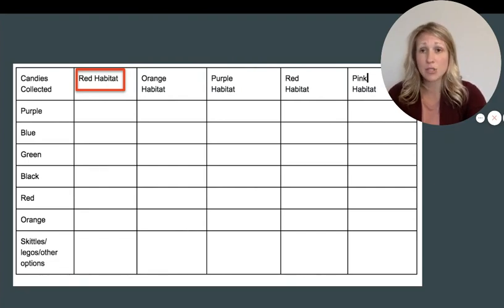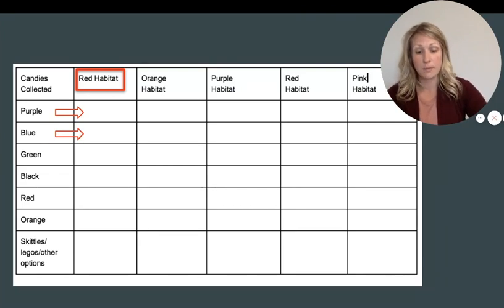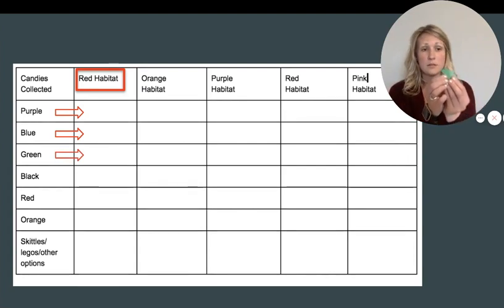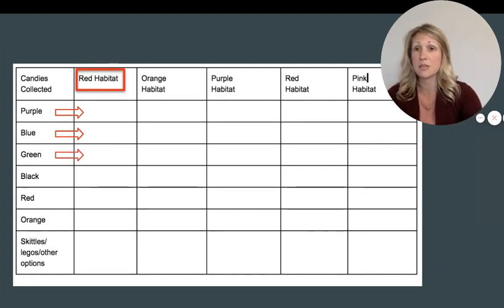So I have 2 purple, so I'm going to put that right there. So I would write the number 2. Now I'm going to look at how many blue I have. I had 3 blue, so I'm going to put my 3 blue in my table. Now I had 3 green, and so I'm going to write the number 3 there. I had 1 black, so I'm going to put the number 1 there. I had 1 red M, so I'll put it there. And then I had 3 orange, so I'll put that there.